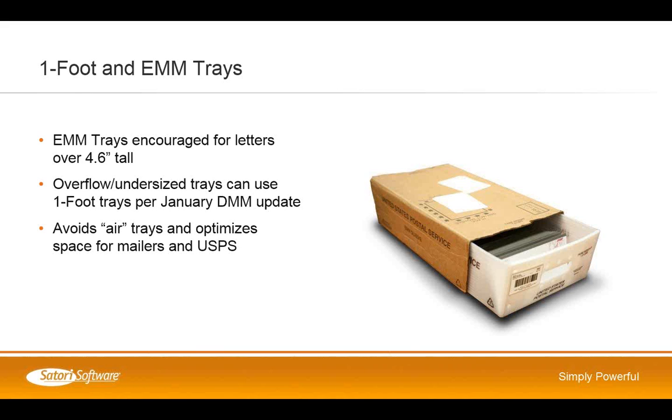What can happen, though, is you have your full EMM trays, which are about 2 feet long, but then you might have some overflow trays, some undersized trays. If you're putting all of those undersized trays into a full EMM tray, then you wind up with what's called an air tray, where most of what you're shipping in that tray is just air.